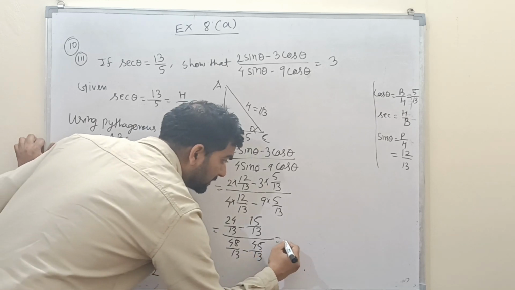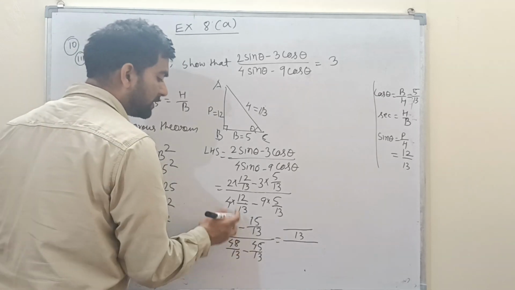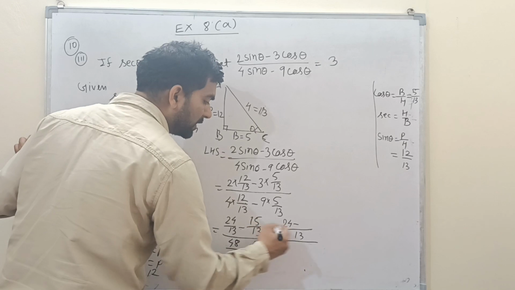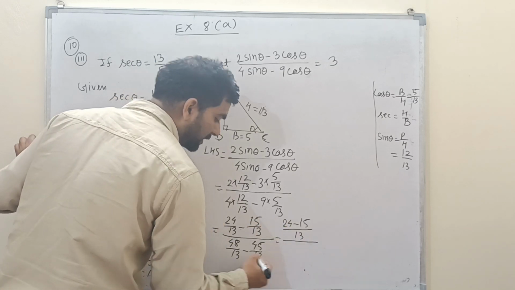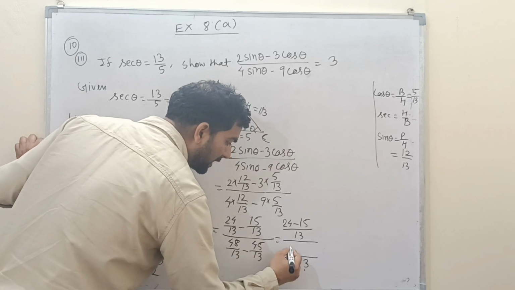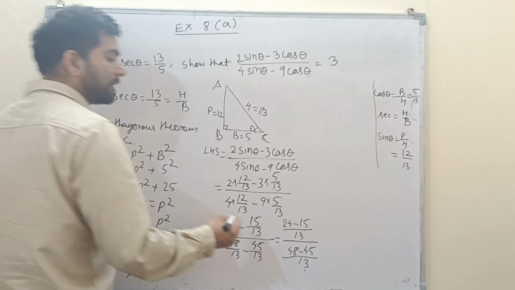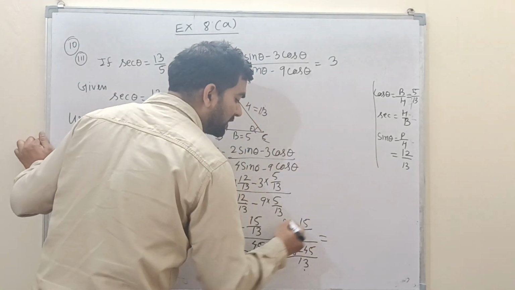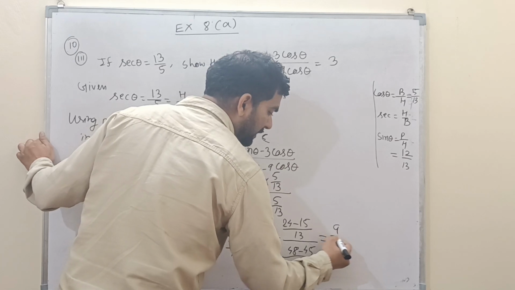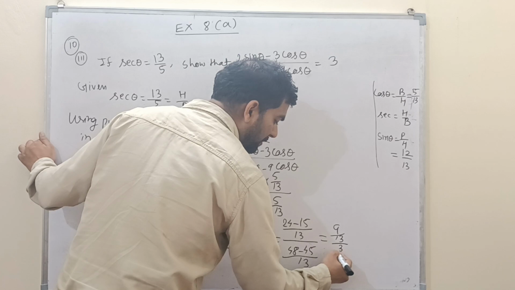So take the LCM here, it will be 13. So 24 minus 15 over 13, which will be 9 by 13. Again the same thing here, it will be 13, so we get 48 minus 45, which is 3 by 13.